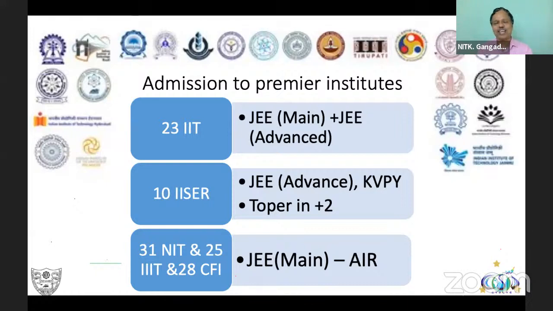To quickly get into, if you're looking at CET or your Kerala entrance examination, other than that, I will just mention we have 23 IITs. Please dream big. JEE Main and JEE Advanced are the entrance examinations. And we also have 10 ISERs where JEE Advanced and KVPY and toppers in +2. This time there will be some difficulty, as toppers in +2 will have some difficulty because of the kind of evaluation. And the IITs, along with NITs and centrally funded institutions, all take JEE Main as a rank for you to get in.